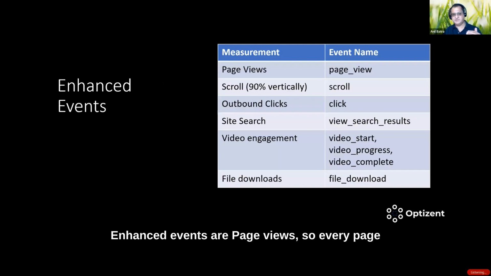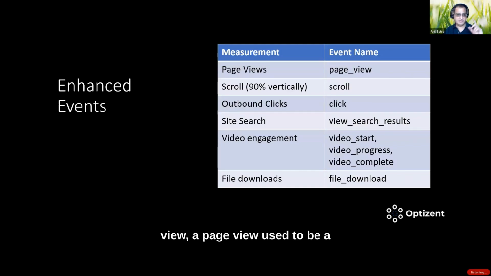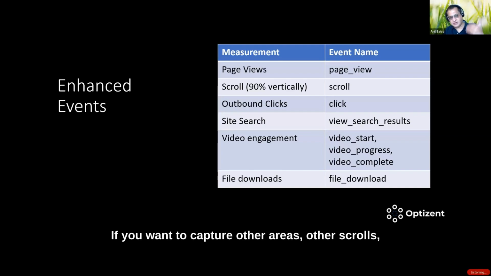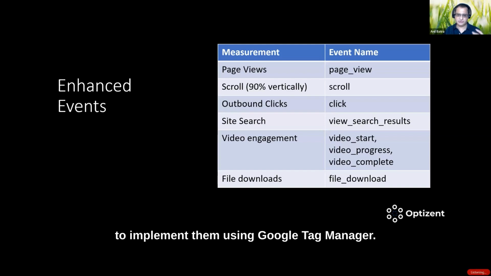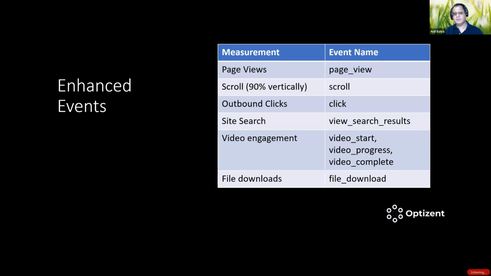Enhanced events are page views. So every page view, in UA, page view used to be a separate hit type, but now it's an event. When a user scrolls 90% vertically, then a scroll event happens. If you want to capture other scroll depths, let's say 25%, 50%, etc., then you'll have to implement them using Google Tag Manager. Outbound clicks are automatically captured.